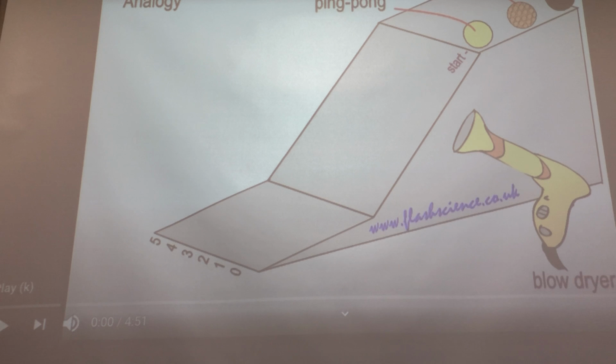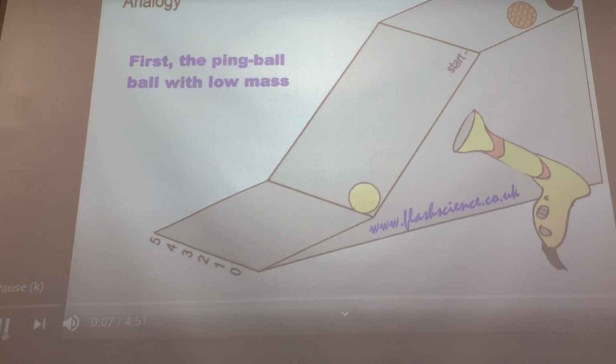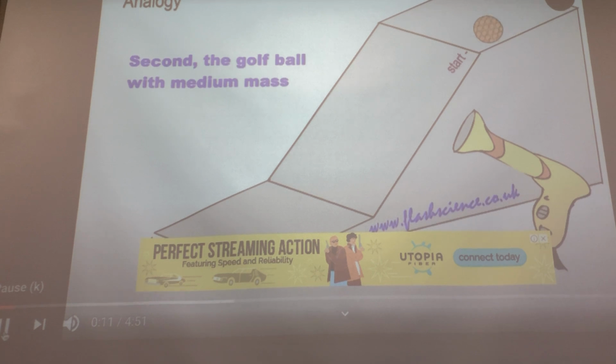An analogy to get across the most basic principle of the mass spectrometer. 3 balls of equal size but different mass. The lightest, ping pong ball, straight down and straight through. Somewhat heavier, golf ball, straight down and straight through. And the heaviest, the snooker ball, straight down and straight through.